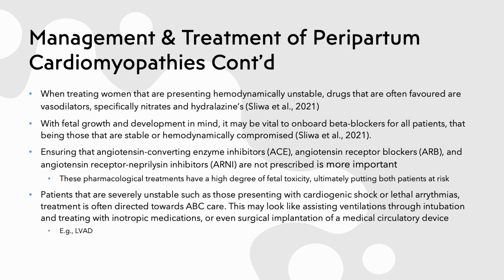When talking about patients that are severely unstable, so these might be the patients that we end up going to see, they may present with cardiogenic shock or lethal arrhythmias. And so our care is going to be directed more at managing their ABCs. When we do get them to the hospital, this may look like assisting their ventilations through intubation, as well as treating with inotropic medications or even a surgical implantation of a medical circulatory device, and this may include things like an LVAD.